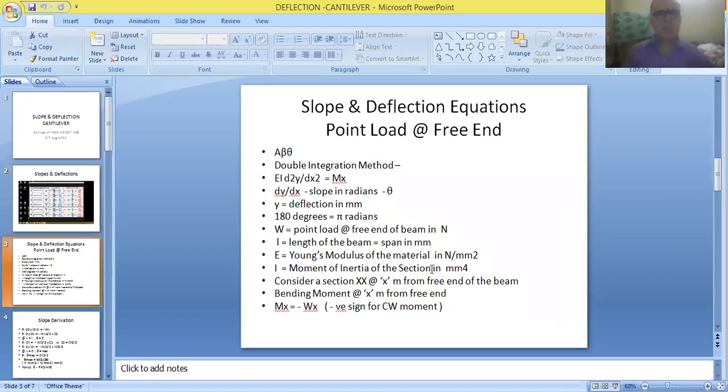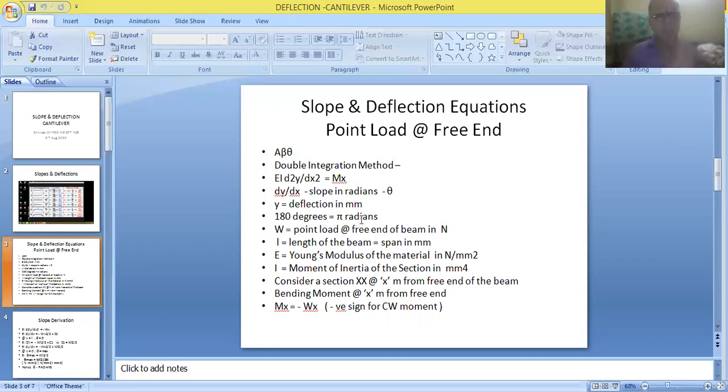These equations are given, as I've already told you in the previous slide. Theta is used for indicating the slope in radians. This is also called dy by dx. And y is used for indicating the deflection, to be expressed in millimeters. And of course, we have a conversion between degrees and radians. 180 degrees is equivalent to pi radians. This is the standard conversion factor.